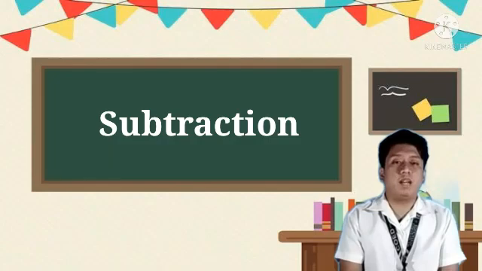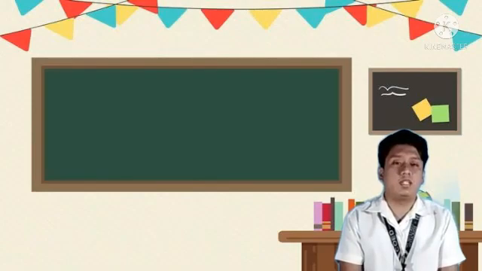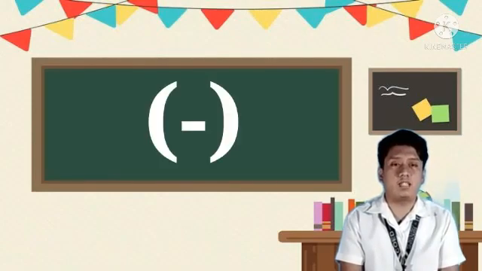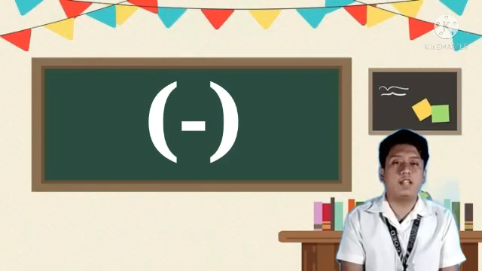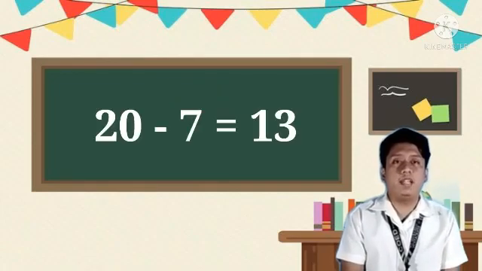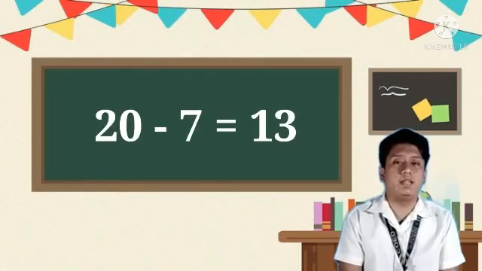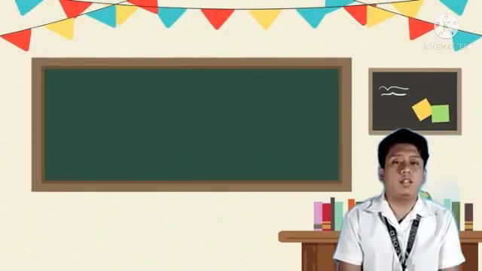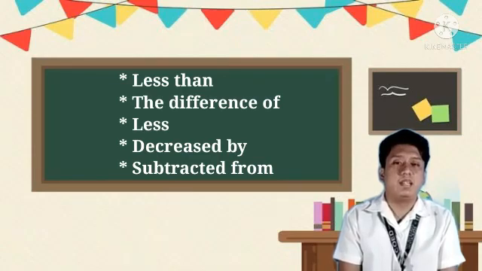Subtraction. Subtraction is known as the operation or process of decreasing a number or amount. It is used when someone wants to minimize something. The symbol being used in this language is minus. For example, 20 minus 7 equals 13. There are also other keywords for this operation such as less than, the difference of, less, decreased by, subtracted from.